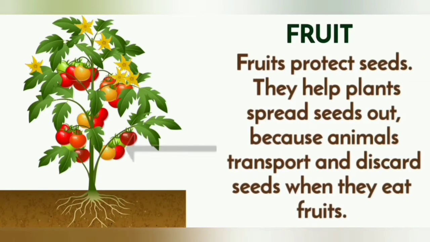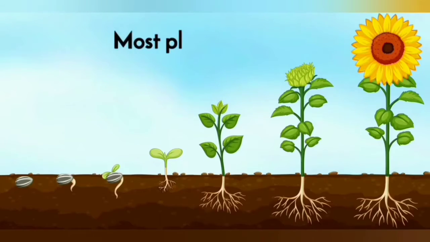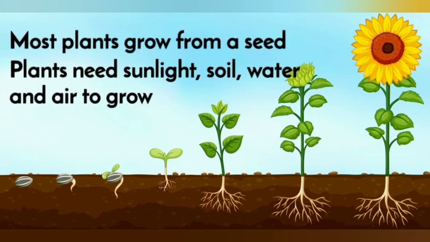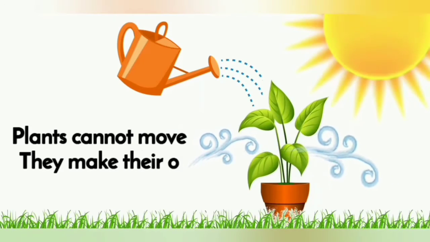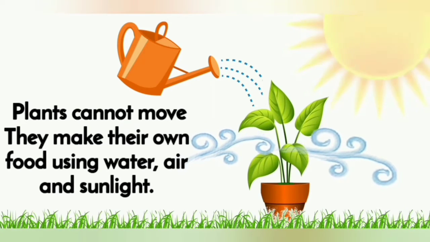Some of the flowers we like are sunflower and rose. Fruit. Fruits protect seeds. They help plants spread seeds out because animals transport and discard seeds when they eat fruits. Examples of fruits we eat are eggplant and strawberry. Most plants grow from a seed. Plants need sunlight, soil, water, and air to grow. Plants cannot move. They make their own food using air, water, and sunlight. That's all the parts of the plant.